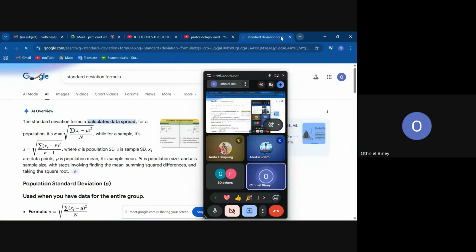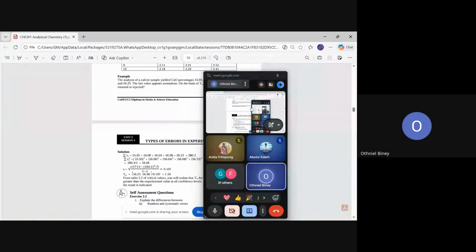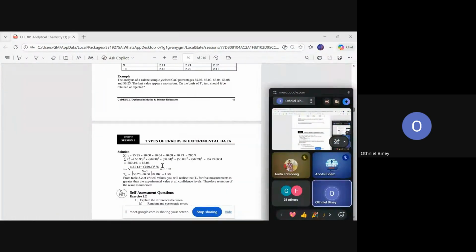For those of you who don't know the formula, you can just jot it down, right? So this is usually the standard deviation formula. Please jot it down, I beg you. All right. So this is the standard deviation formula. Let's go back to what we are doing. You just find the standard deviation, do you get it? And after finding the standard deviation, sorry.